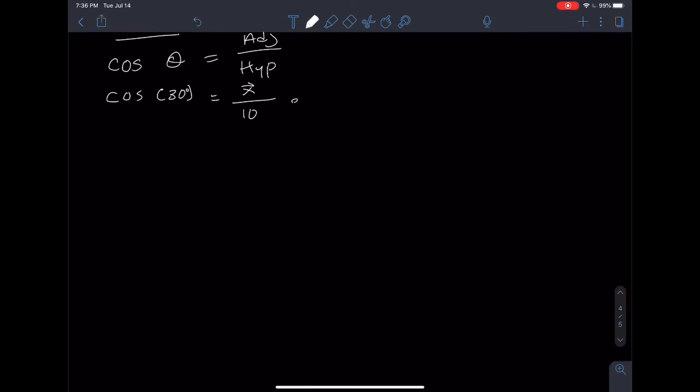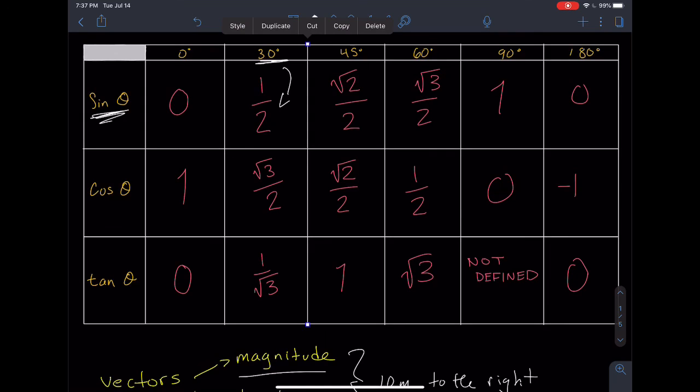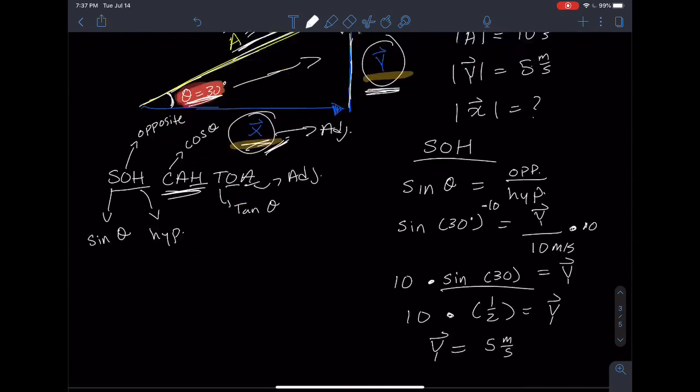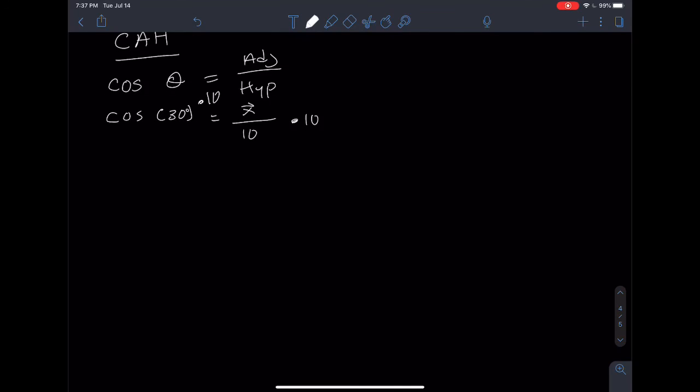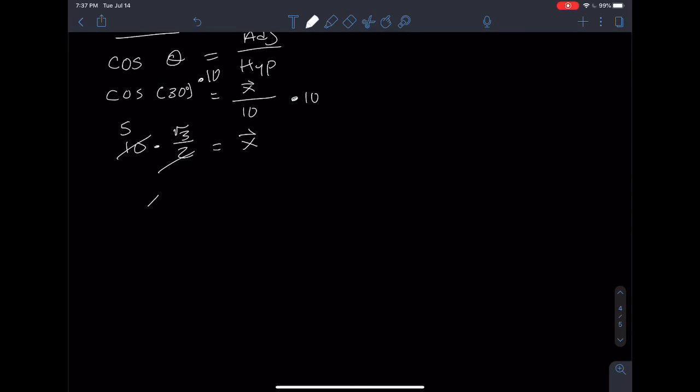So we can multiply each side by 10. Before we move to the next line, let's check this graph that I showed you how to make in a previous video. Let's go to cos of 30, which is right here. So here's cos, here's 30. That's our answer. We're looking for root 3 over 2. So we can replace cos of 30 with root 3 over 2. So we have 10 times root 3 over 2 is equal to our x vector. We can cross out this 2 and this 10, and replace the 10 with a 5. So the magnitude of the x vector is equal to 5 times root 3 meters per second.